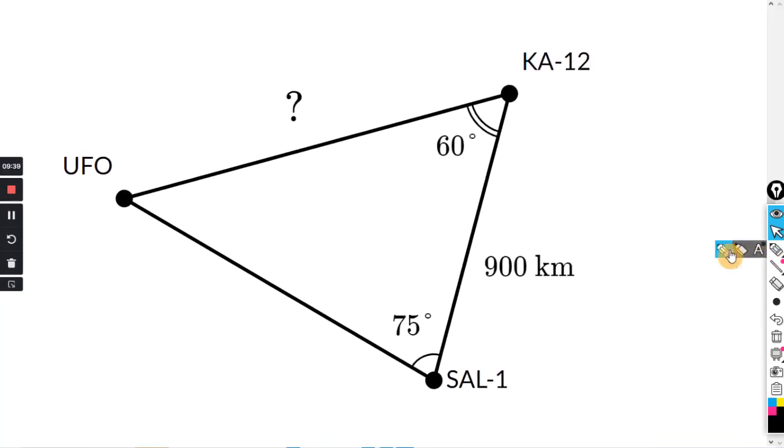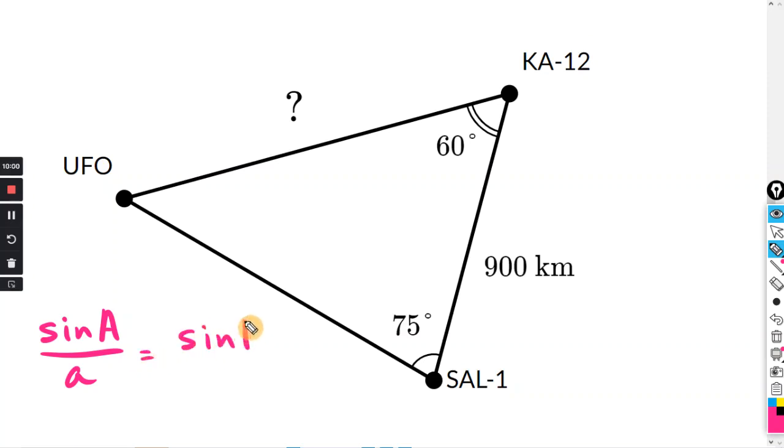All right, let's see. So, I always go for law of sines first because that one is easier. So instead of writing all three this time, I'm just going to write two of them. Sine of A over A equals sine of B over B. All right, we need at least two angles and one side or two sides and one angle. And we do have two angles and one side. All right, so we're good on that.